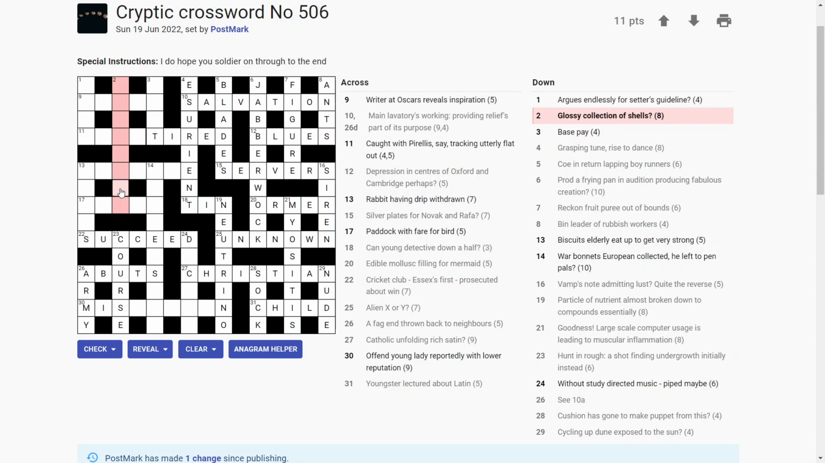Glossy collection of shells. Oh, we've got D here. Without study, directed music. Piped, maybe. Yeah. Study, sometimes con, for reasons I don't know. Piped, maybe.